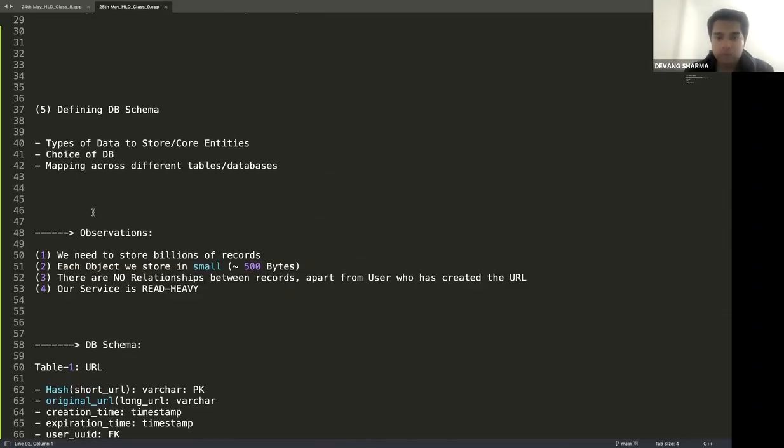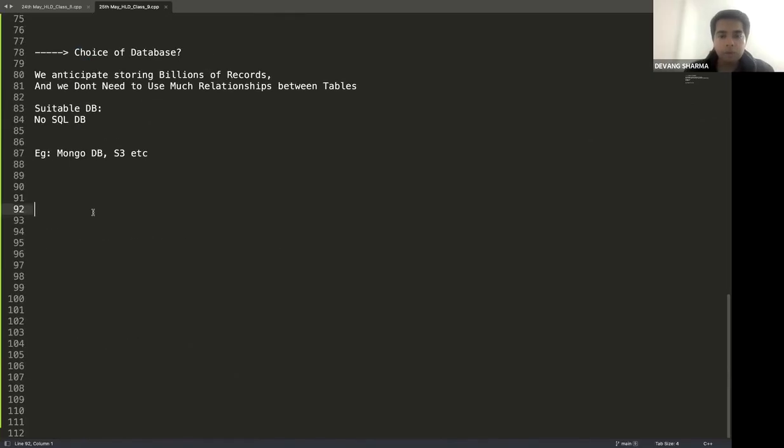That being said, this part clear to all? Fifth part, defining the DB schema, is done. Now we are going to further deep dive into some components of it, understand what can possibly go wrong with this approach, and then try to fix it one by one. So the sixth part, which I'm calling algorithms.